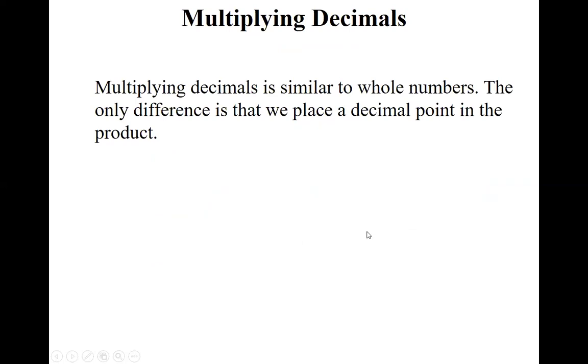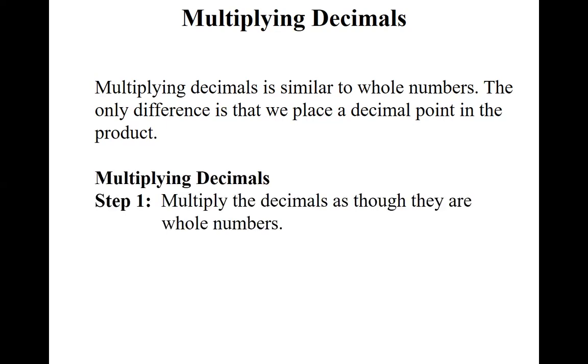So multiplying decimals is similar to whole numbers. The only difference is that we place a decimal point in the product. So when we added or subtracted, we had to line up the decimal points. We don't do this when we multiply. We don't want to, we'll get the wrong answer.